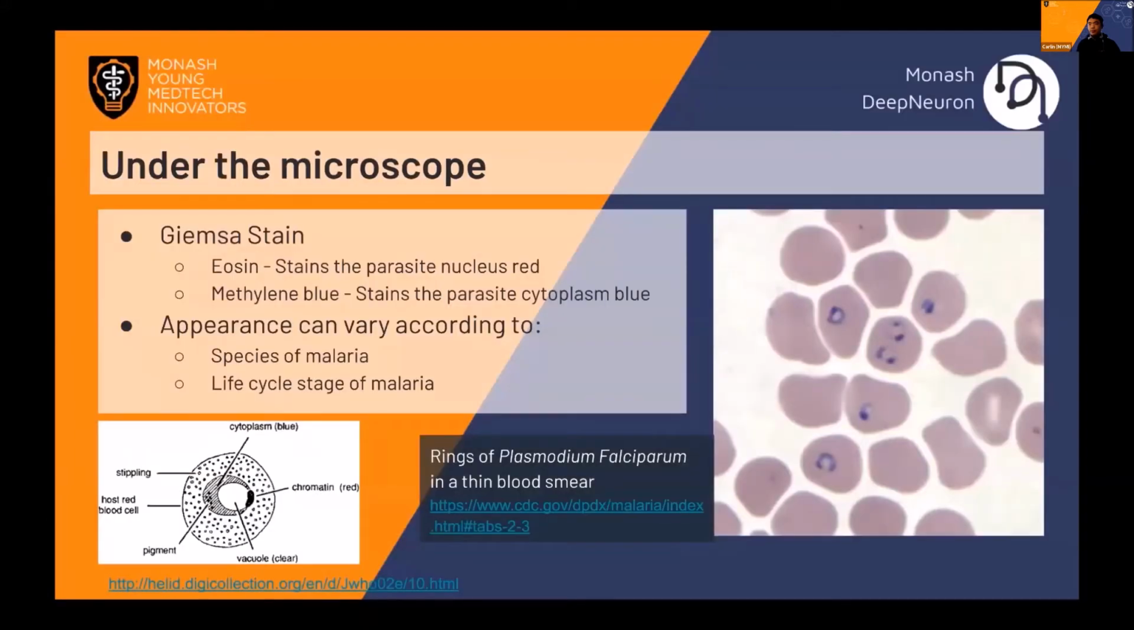The stain can either be used to stain the nucleus, which would come up as red, or can be used to stain the cytoplasm, which comes up as blue. We generally use the cytoplasm blue one because that is easier to see as the cytoplasm is larger than the nucleus. The appearance of the stain can vary according to the species of mosquito producing the malaria or the life cycle stage.